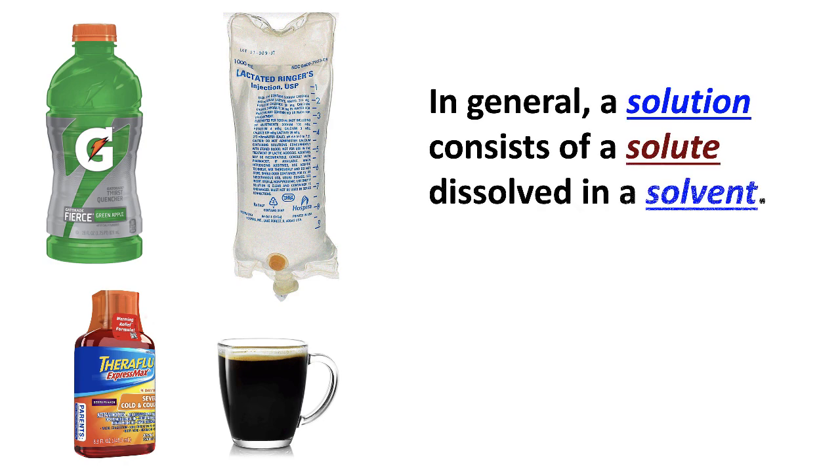In general, a solution consists of a solute that's dissolved in a solvent. So the solution is the whole thing. The solute is typically the substance that is in the smaller quantity, and the solvent is typically the substance that is in the larger quantity. And as a note, the solvent in many cases for us, a universal solvent, is of course water.